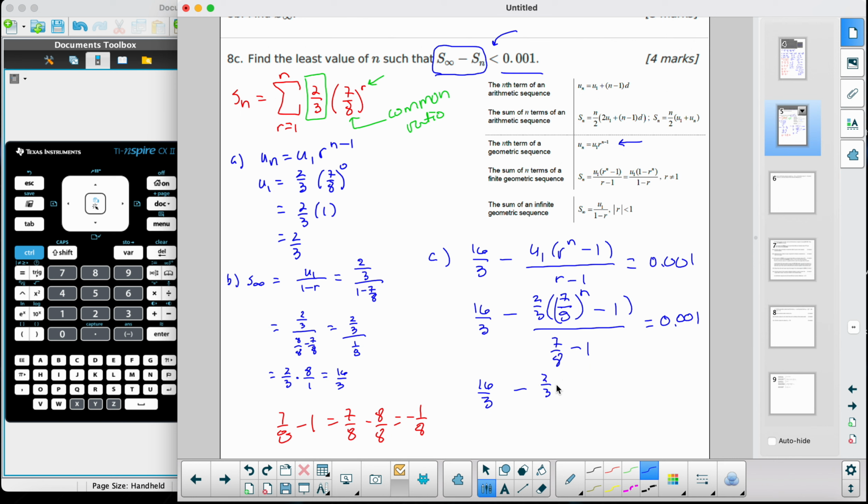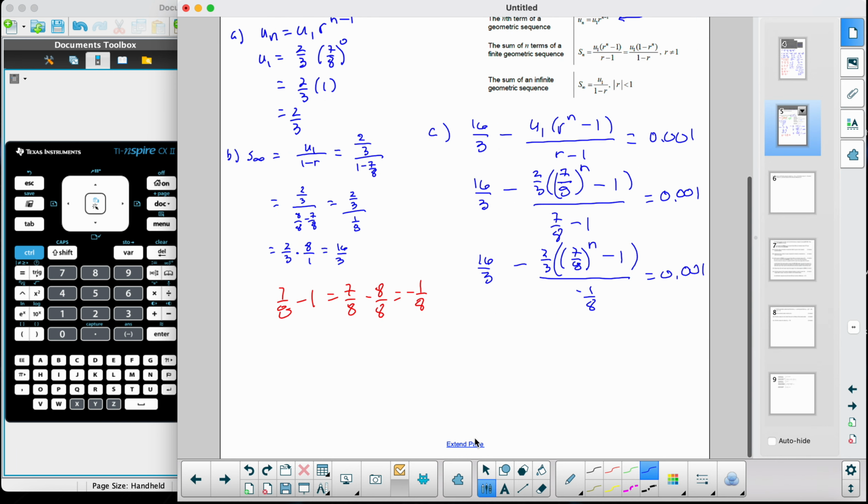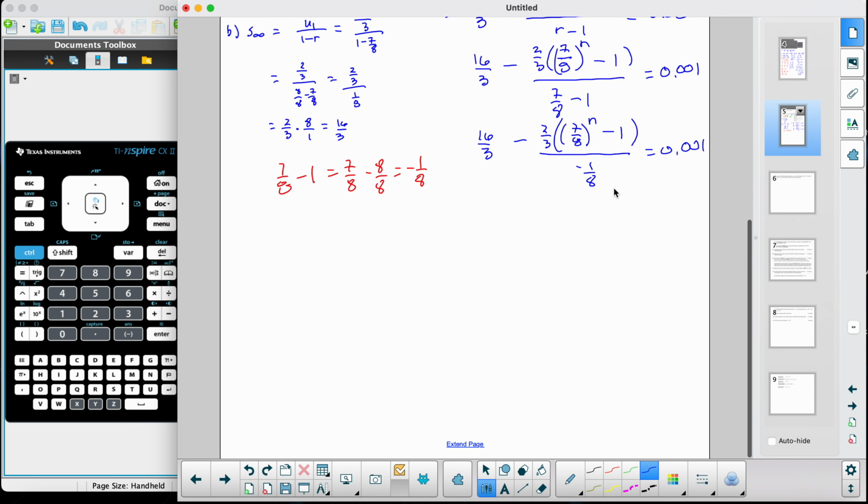2/3 times 7 over 8 to the n power minus 1, over negative 1/8, equals 0.001. Here we go. And again, I'm cleaning it up just so we don't have such horrific things to enter. Again, you could enter this thing if you wanted to graph it.